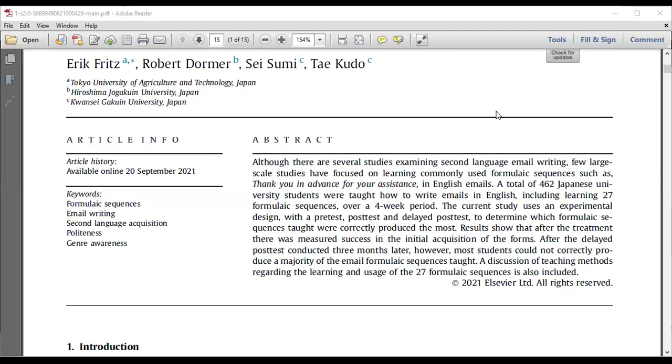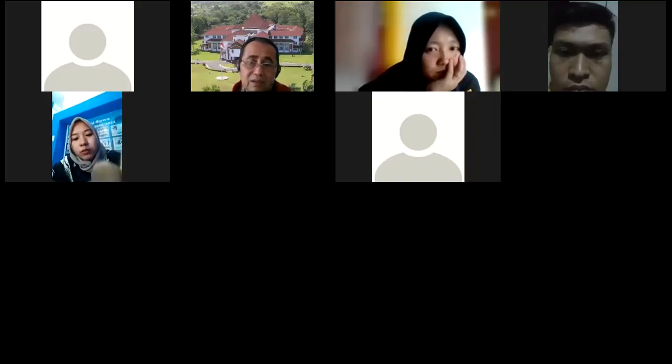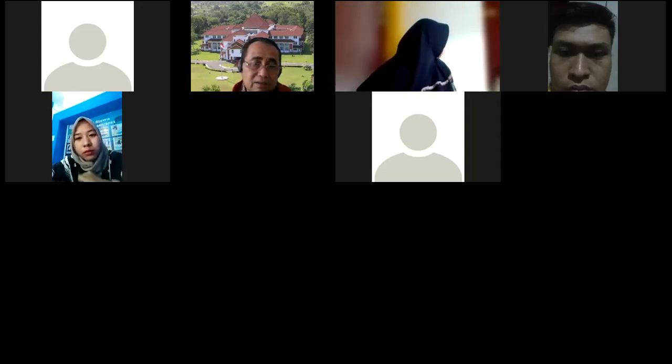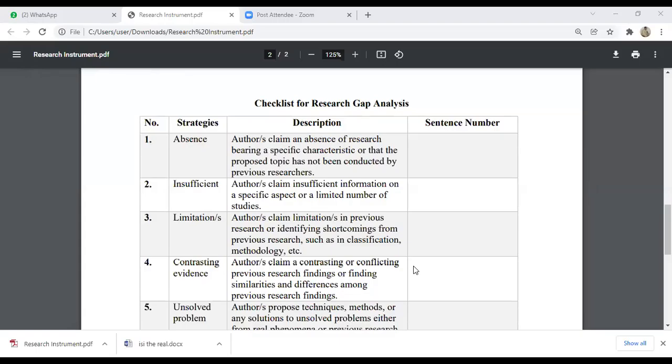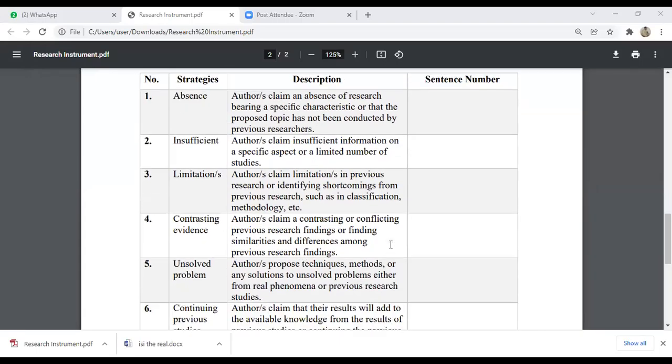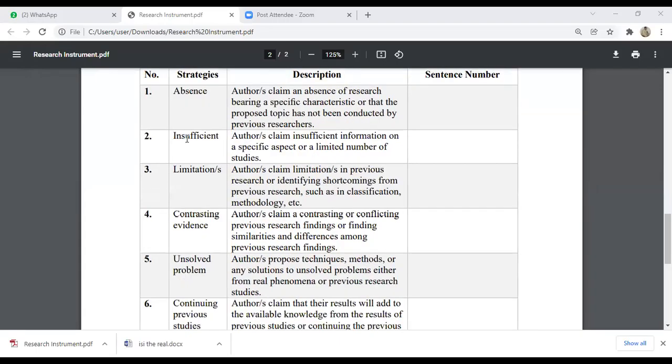Okay, so you just write in the instrument. So let me share the instrument again. Can you see the instrument again? Yes, sir. Number two, you just write here. You just write number two and let the other columns, the other boxes, blank. Write the number of the sentence.